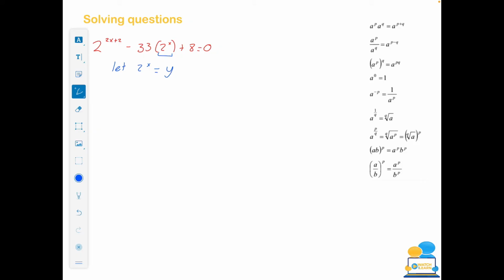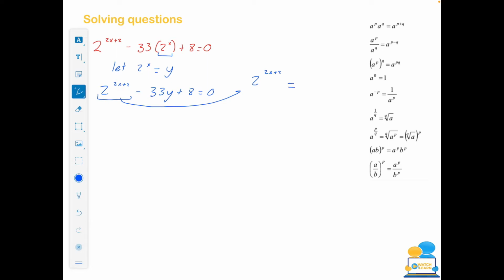So really what we want to do is get rid of anything 2 to the power of, and we're going to substitute that with y. So that will be quite easy. At the start, we'll do 2 to the power of 2x plus 2 minus 33y plus 8 is equal to 0. Now I still have this. This looks quite messy, so we're going to take this off to the side.